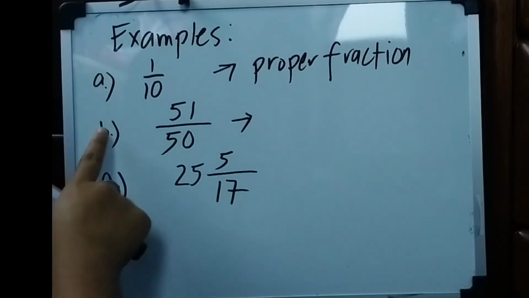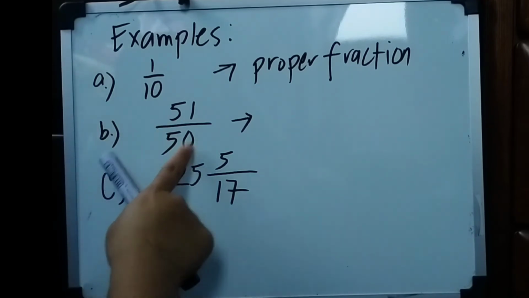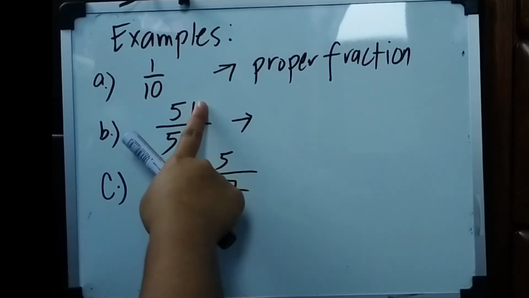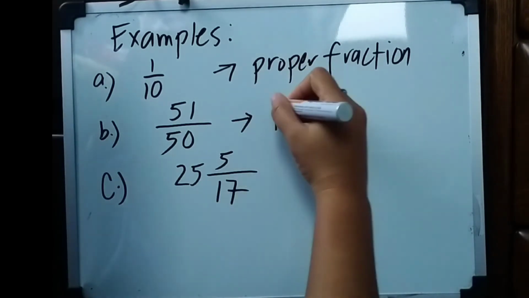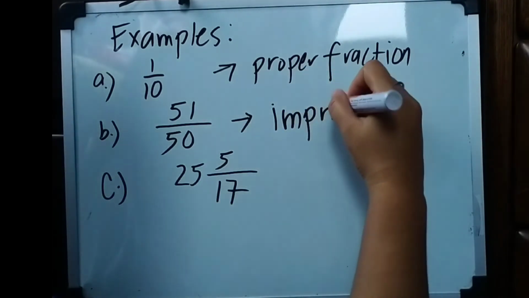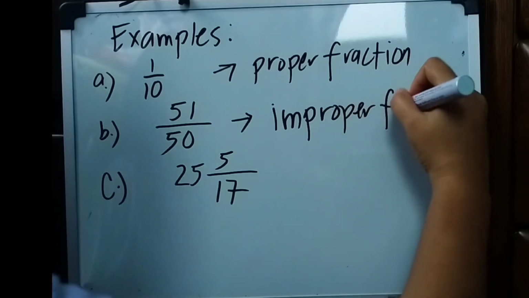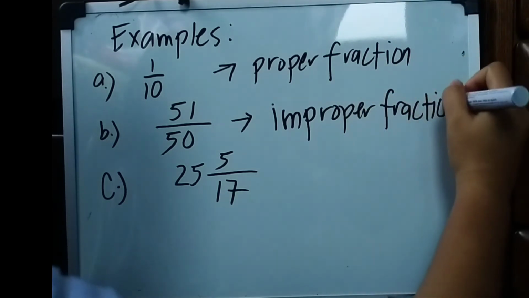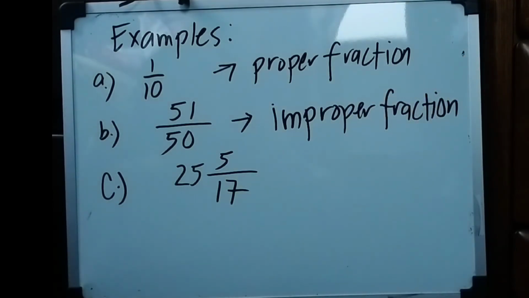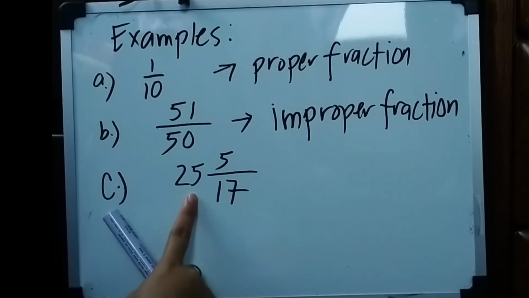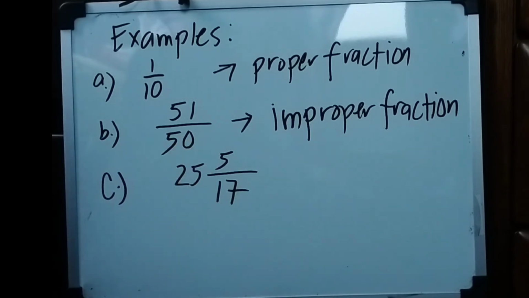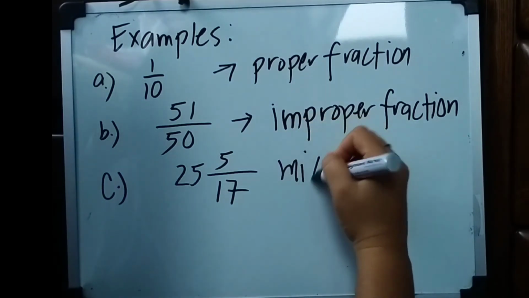And for our second example, we have 51/50. Obviously, our numerator is greater than the denominator. So this is an improper fraction. And lastly, for our third example, we have 25 and 5/17. Obviously, since you can see a whole number, we can say that this is a mixed number or a mixed fraction.